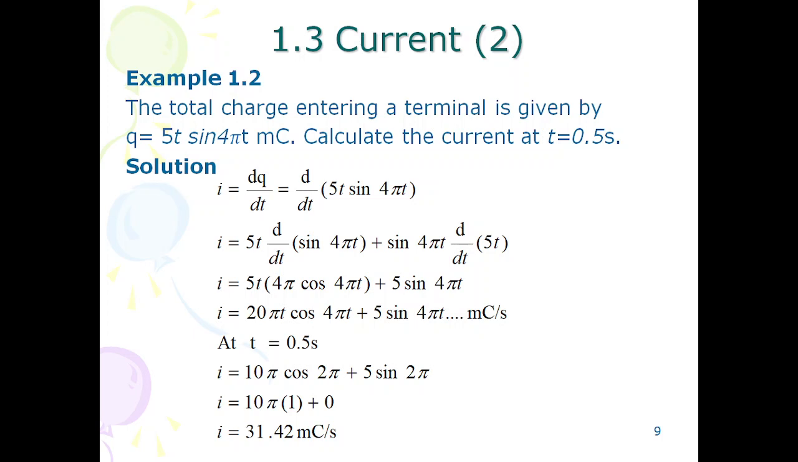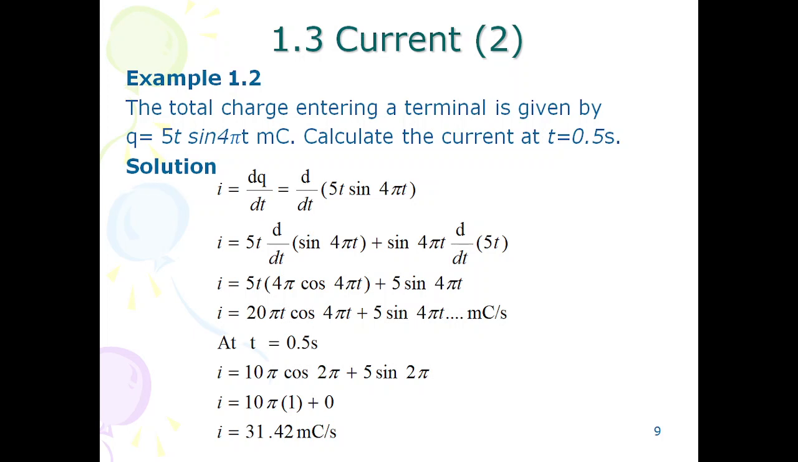The formula is i equals dq over dt. We have to find the derivative of the given q, 5t sine 4 pi t. It consists of two functions. One is 5t and another is sine 4 pi t. If we have to find out the derivative of a product, then we apply product rule: first as it is times derivative of second plus second as it is times derivative of first.